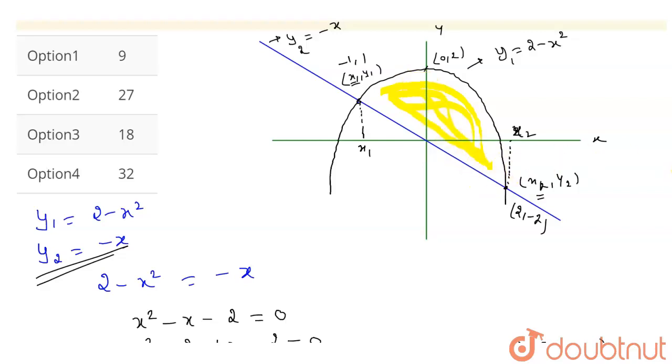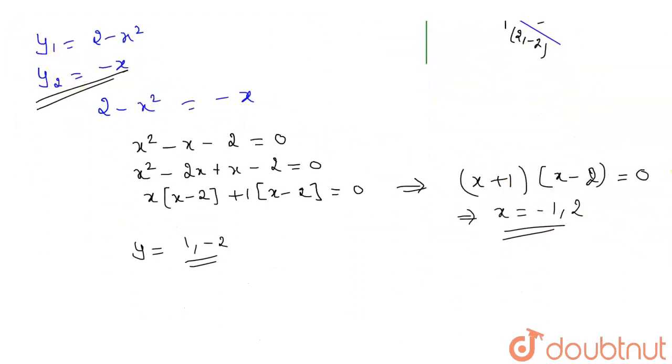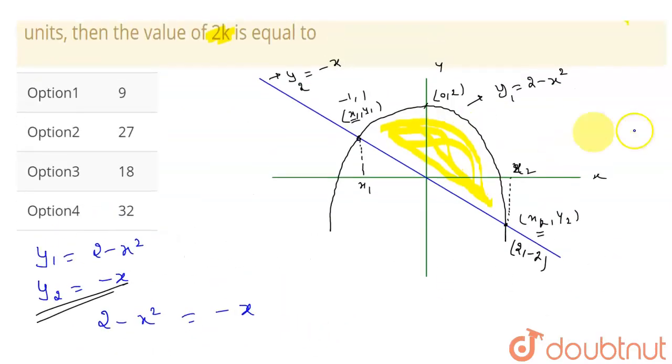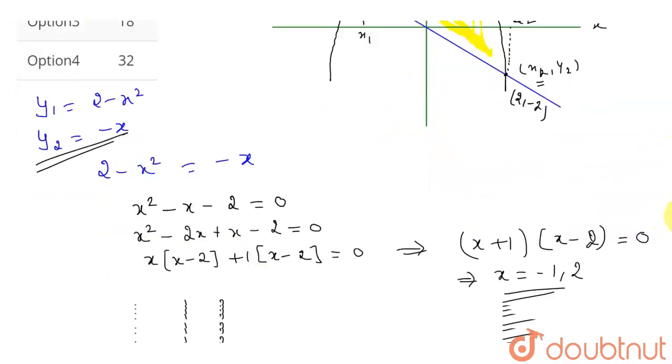Now for finding this area, let me use integration. So this area will be equal to the integration from x1, which is minus 1, to 2, of y1, my first curve, minus y2, and we have to integrate this with respect to dx. My above curve is y1 and the below curve is y2, so I am writing y1 minus y2 to get this desired bounded area.